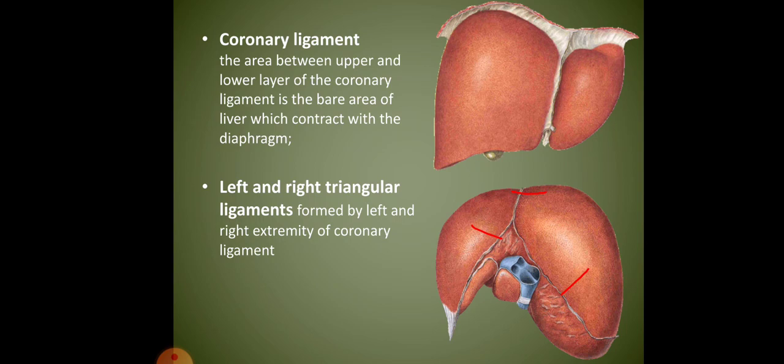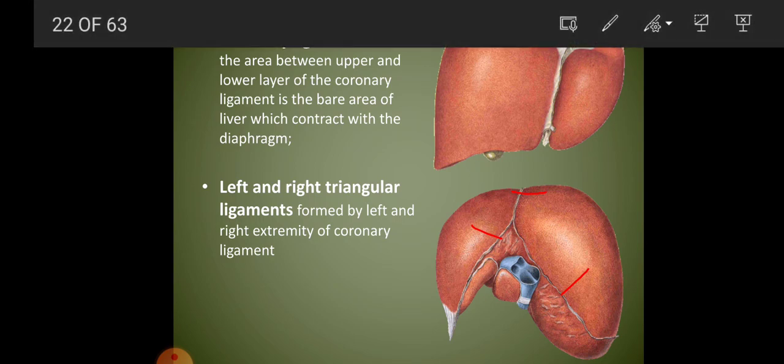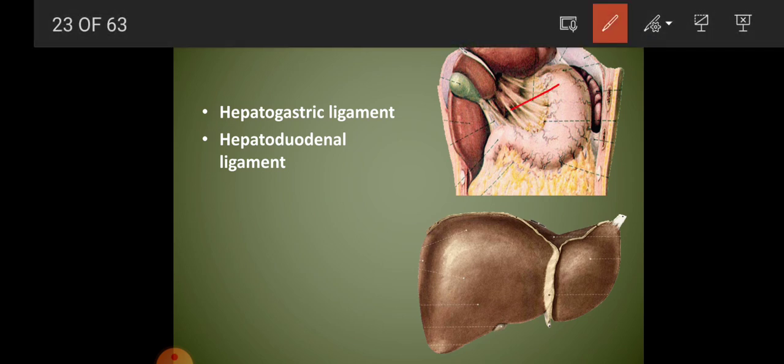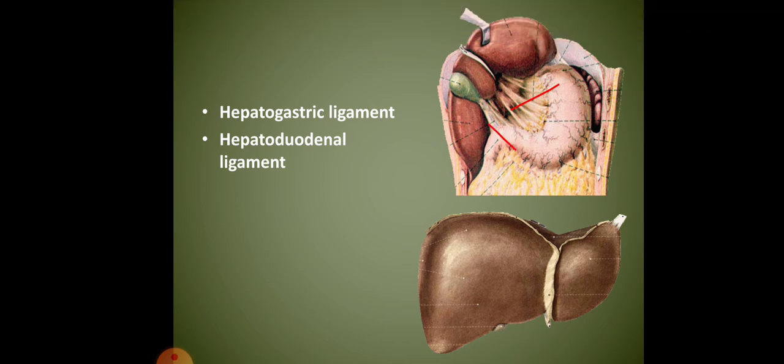And then we have the right and left triangular ligaments. These are formed by the right and left extremities of the coronary ligaments. So these are the right and left triangular ligaments. Then we have the hepatogastric ligament, which is connecting the liver with the stomach. Here we can see this is the hepatogastric ligament and this is the hepatoduodenal ligament. Hepatoduodenal ligament means it is connecting the liver to the duodenum.